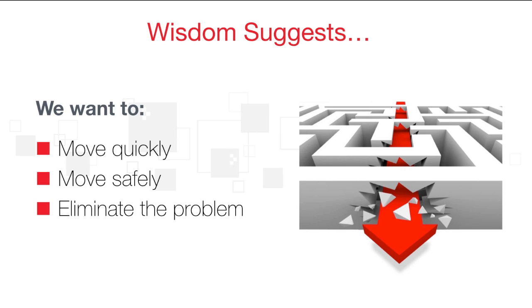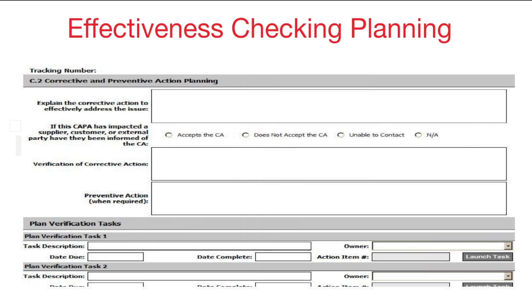Well, conventional wisdom suggests that we indeed want to move quickly, but we want to move safely. We want to make sure that we don't have any concerns that are going to come back to haunt us. We want to make sure that we're doing things correctly. Yet, the ultimate goal is to eliminate the problem. And that, for today, is going to begin with the effectivity checking planning.